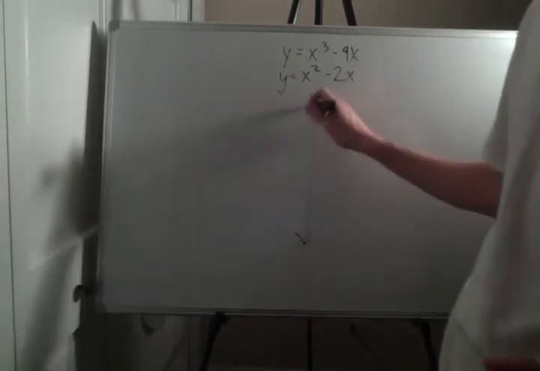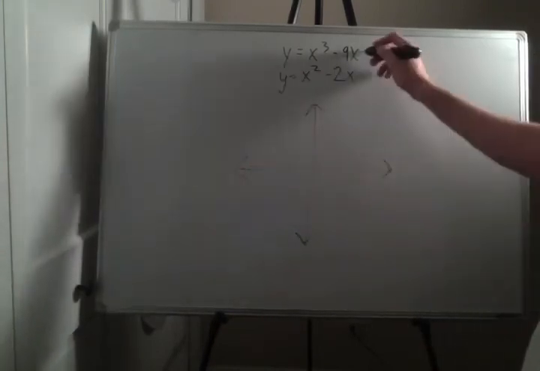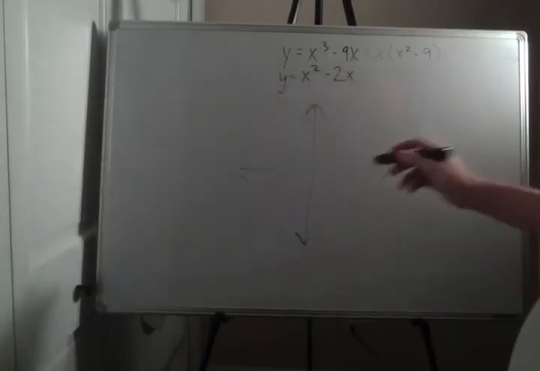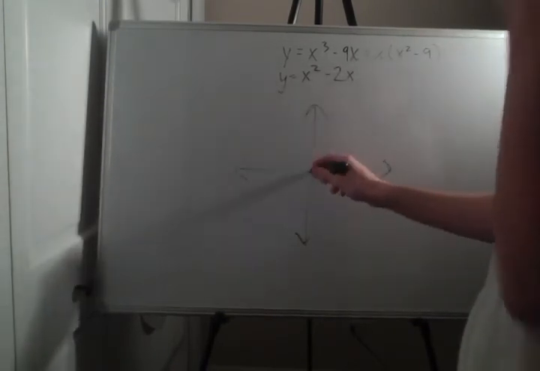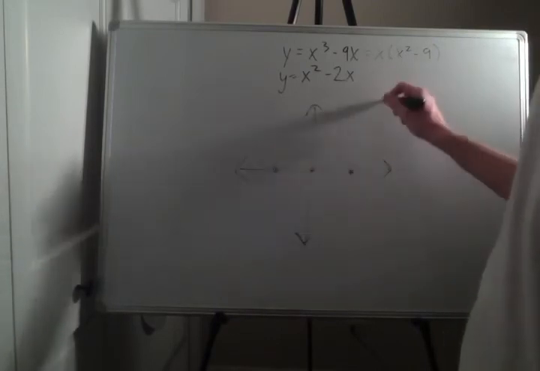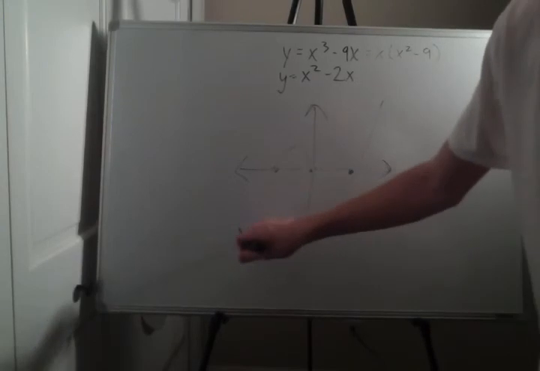So if we graph this, this equals x times x squared minus 9. So it's going to be a cubic equation. This is going to be 3 and negative 3, and it's going to look something like that. You can't even see that.